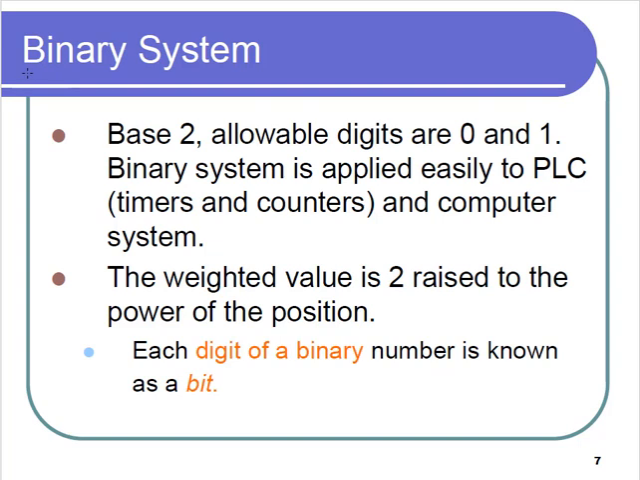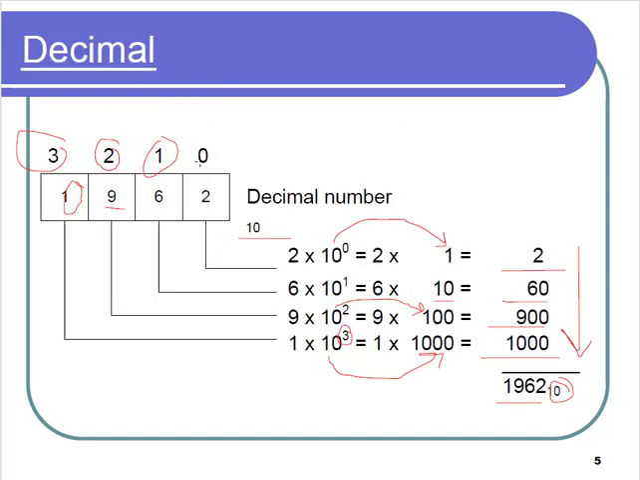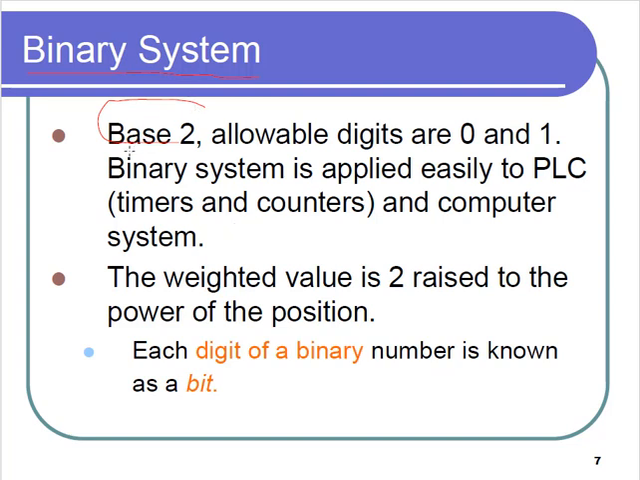Now, let's look into the binary system. Binary system basically is a base 2. If you remember in the previous slide, the decimal is in the base of 10. So for binary, the base is equal to 2. In this case, for the binary system, only 2 digits are allowed, which is digit 0 or digit 1. Binary system is applied easily to the PLC, which is the timers and counters, and computer system.